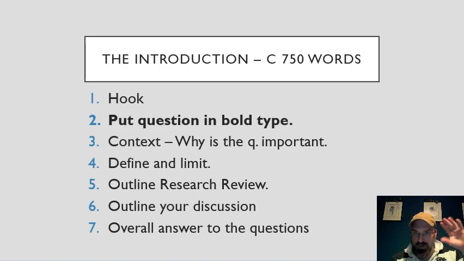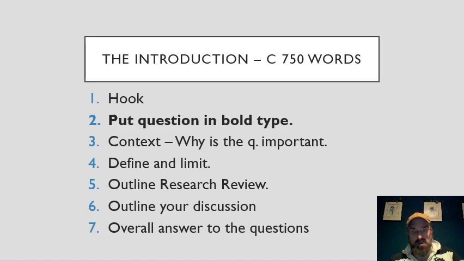So let's look at the structure of these introductions. We start off with a hook, something to draw the audience, or the reader, or the examiner rather, in, to get them interested in your 20,000 word document. Next thing you need to do is put the question in bold type, so it's crystal clear what the question is. You'd be amazed at how many people don't do that. After that, the question needs to be put in context, and we'll come on to that in a little bit more time.